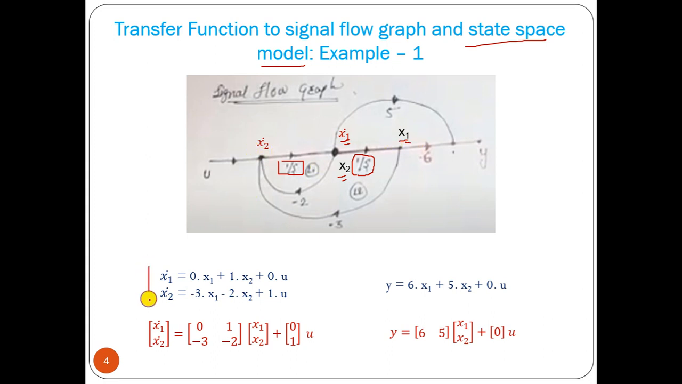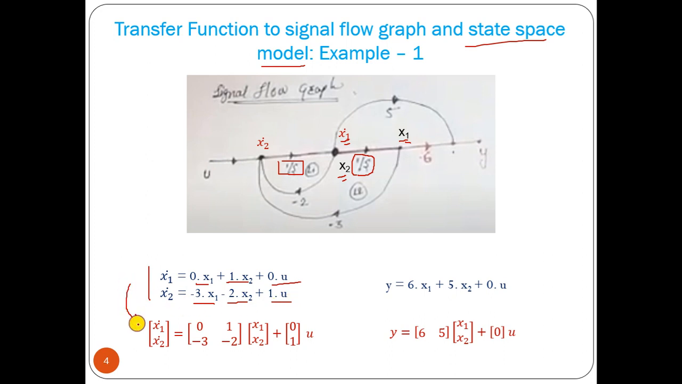Now we can form the equation. So x1 dot equal to what, nothing but x2. x1 is not connected, u is not connected directly. So that will be 0x1 plus 1x2 plus 0u. x2 dot equal to what? Minus 3x1 minus 2x2 plus 1u.